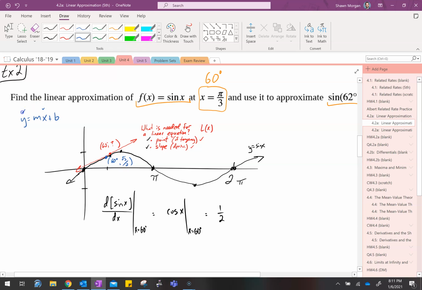We know x and y from the point of tangency. We now know m from our derivative. We can plug and chug and solve for the unknown y-intercept, which is b in this case. All right, so let's do this.